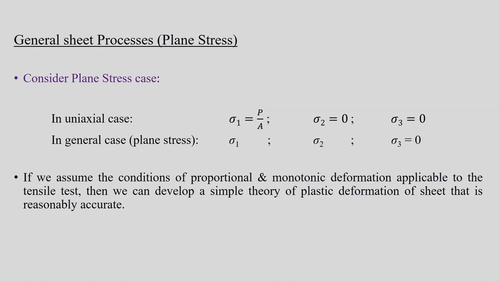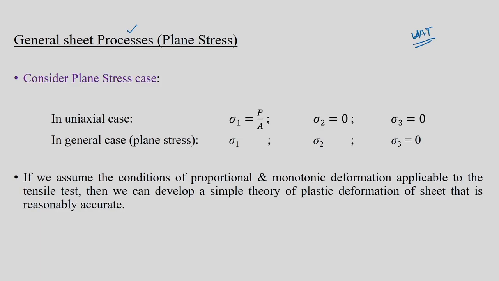Now we have seen the uniaxial tensile test. I am just writing UAT, uniaxial tensile test, as an example, and we introduced some basic things, right? But the actual sheet deformation processes are general in nature. So I am going to pick up something called a general sheet process, but though it is general, it is not uniaxial, we know, but it can be considered as plane stress as per our first assumption made in this module, right? So we are going to say that it is a plane stress.